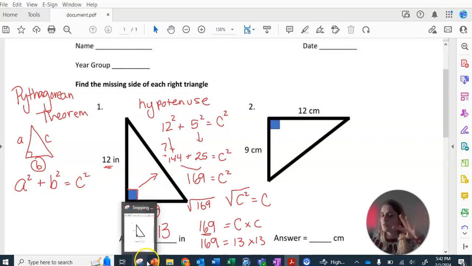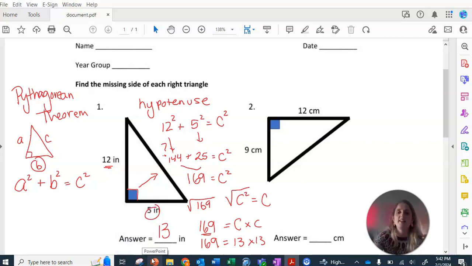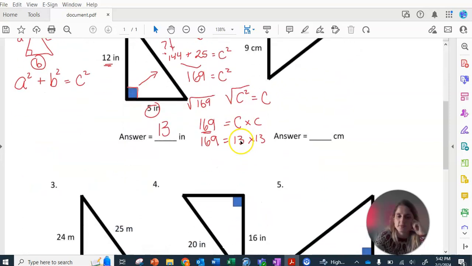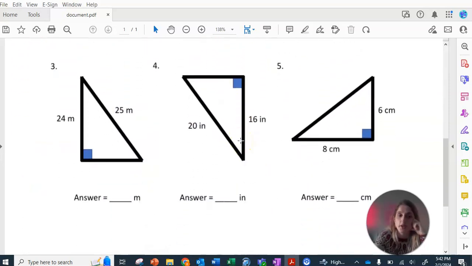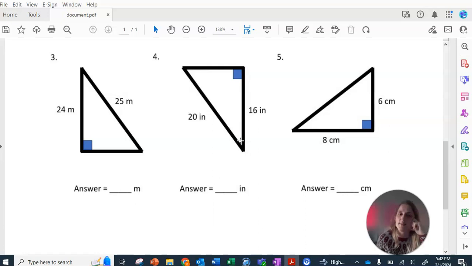Using that knowledge, using this new skill set, I'm asking you as the challenge problem to solve number 2. Number 3. Ooh, number 3 is interesting because I'm actually telling you what the C side length is and what the A side length is, and you're looking for B. So that one might take some isolating of variables too. Same deal here. This is C, the hypotenuse.